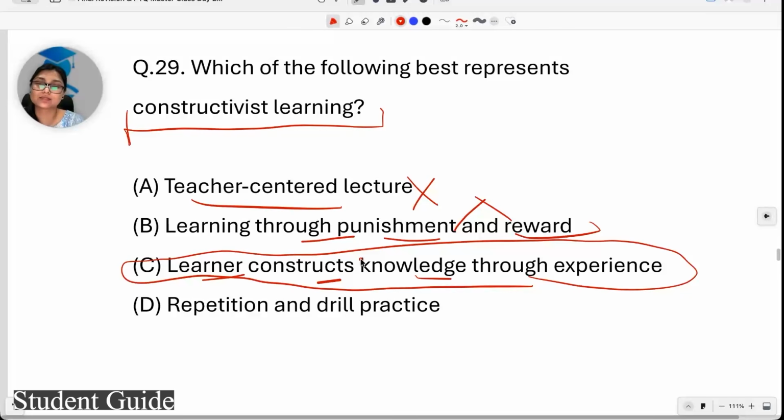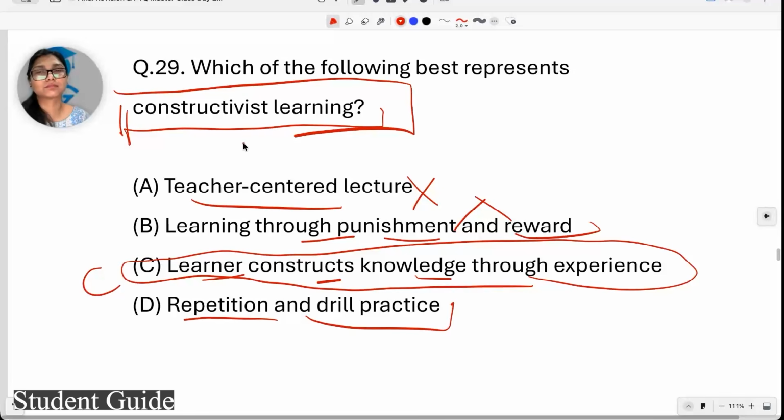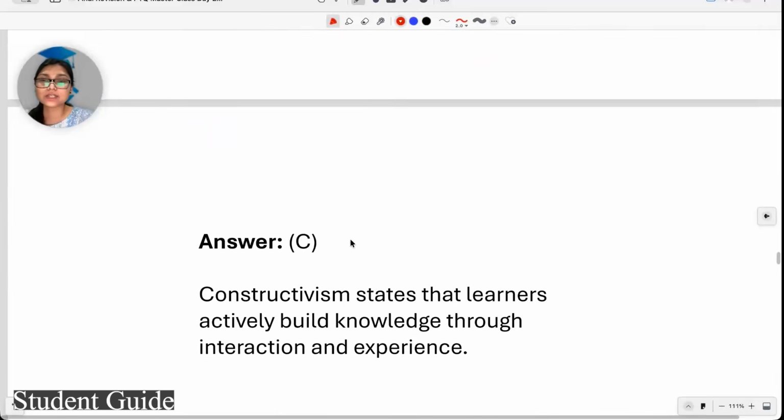In today's scenario, we are more focused on learners getting their knowledge through their own experiences or experiencing new things. So option C is more promising. Let's quickly check option D. It is saying repetition and drill practice. No, not this one, because constructive learning is not memorization or something like that. So knowledge through experience is the most appropriate one. That's why option C is the correct one, and we have an explanation for it too.